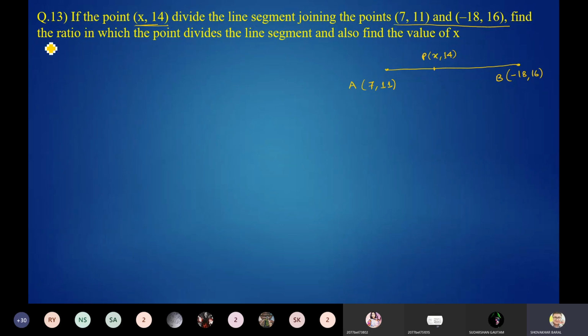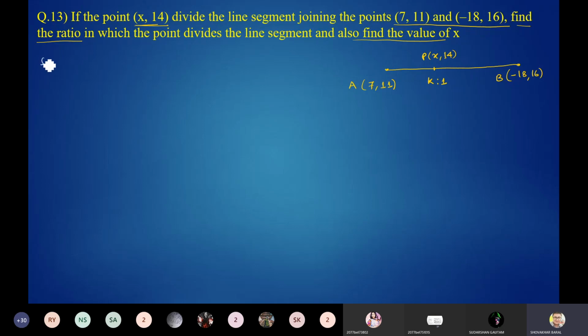The question is asking you to find the ratio. To find the ratio, we need to suppose it in the form of K is to 1. And the question asks you to find the value of x also. It is a question with one variable and one constant. I could have left this question for you to do yourself, but for your practice and to make you understand it more easily, I'm going to do this question.